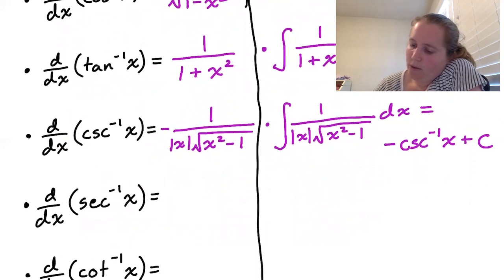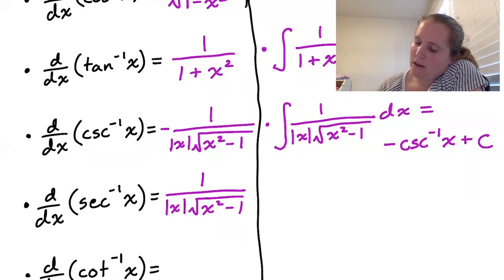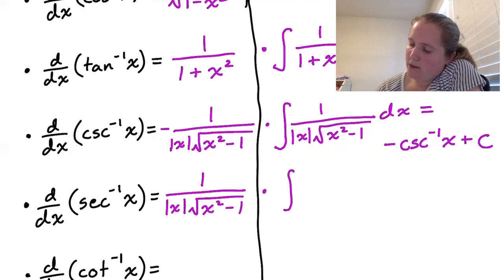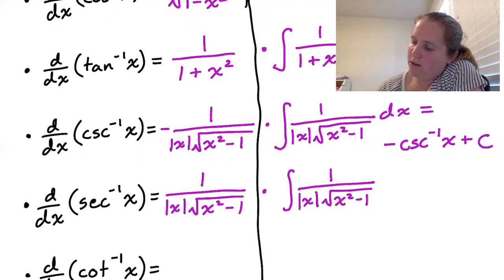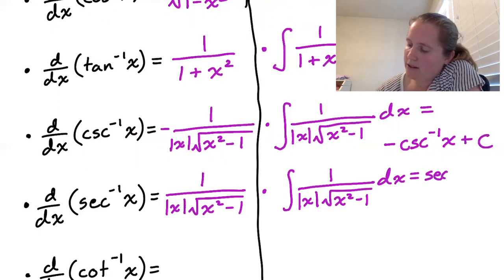We wind up here with an equivalent statement. We have the derivative of inverse secant was 1 over the absolute value of x times the square root of x squared minus 1. And as an integral, this will become the integral of 1 over absolute value of x times the square root of x squared minus 1 times dx is equal to, this was positive in the derivative format, so this is what we want. We just get inverse secant x plus c.